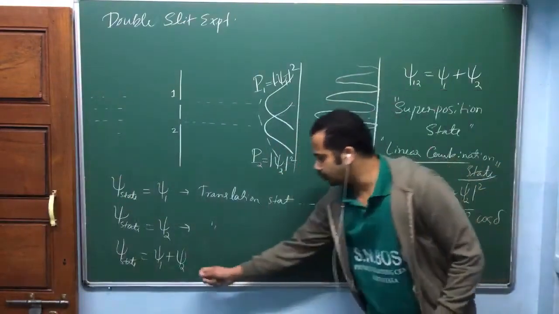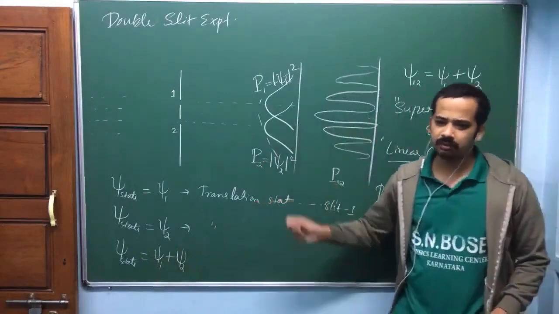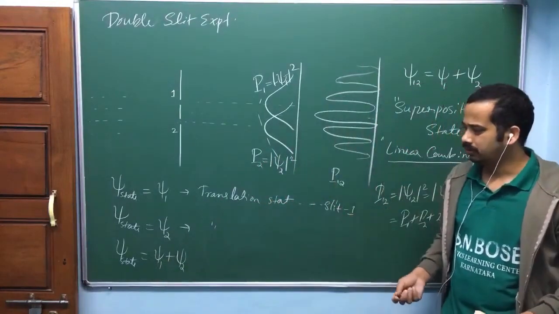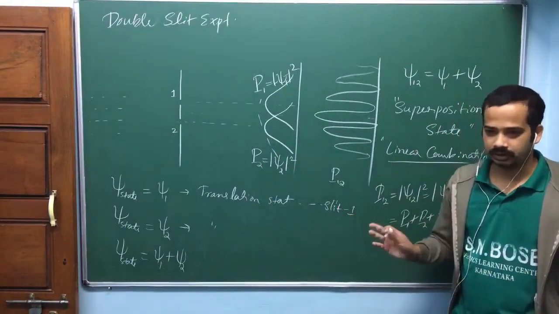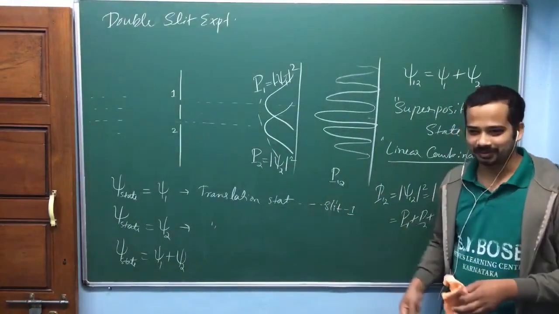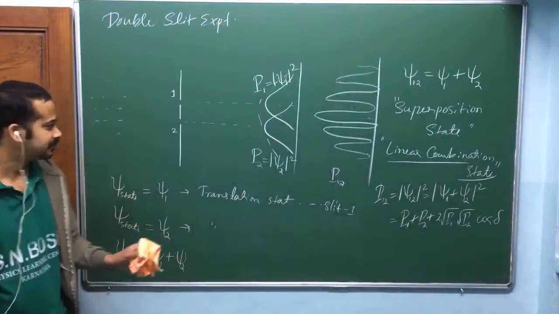So better not to think too much about this one, because it will make it more and more complex. Whether it passes through both slits, whether it passes through neither slit, again questions come after secondary questions. Is that okay?